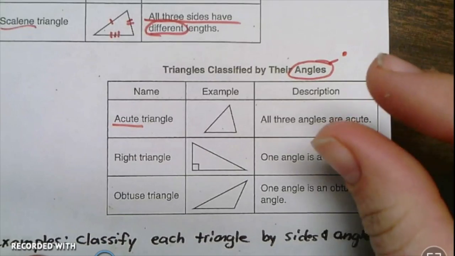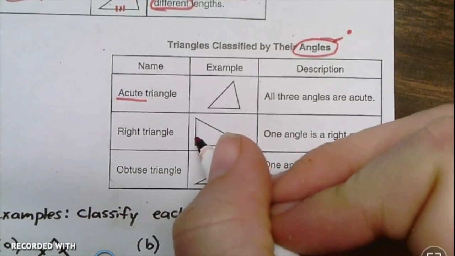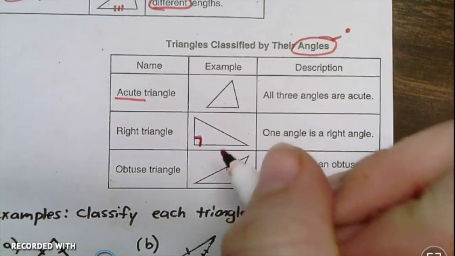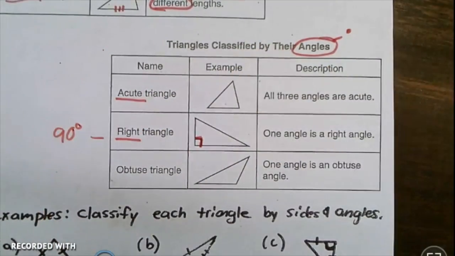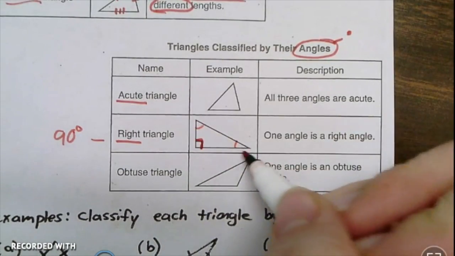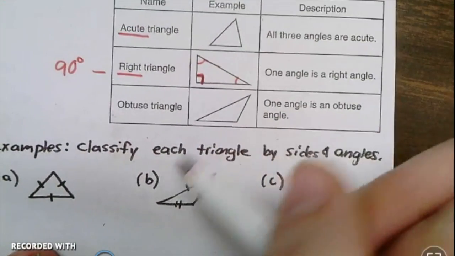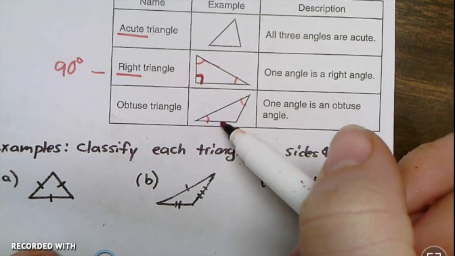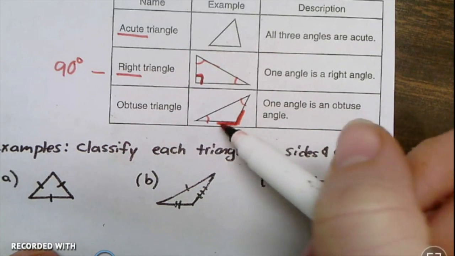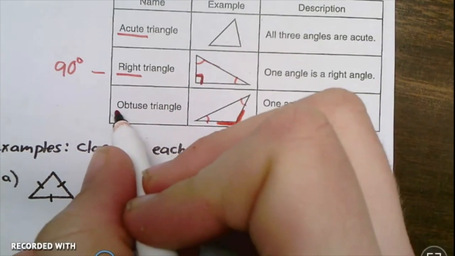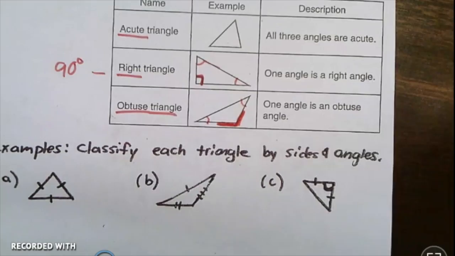Remember, acute is like a little tiny cute thing. If one of the angles is a right angle, which is exactly 90 degrees, then it is a right triangle. You can write 90 degrees off to the side. But notice that the other two are still acute, because they're all going to have two acute angles. If one of the angles is bigger than 90 degrees, if it's an obtuse angle, then we have an obtuse triangle.